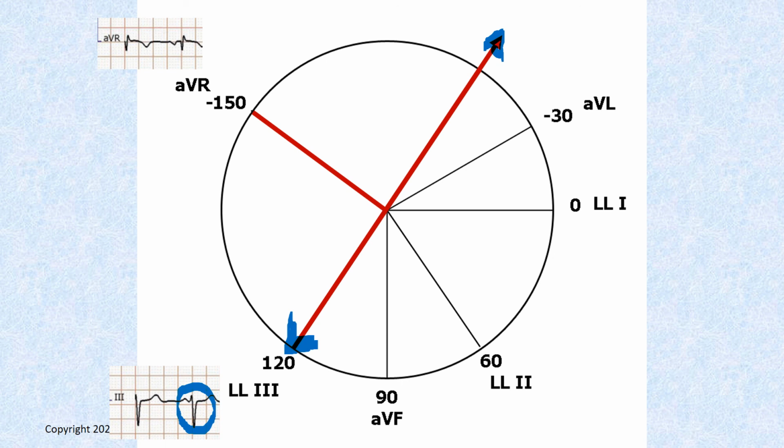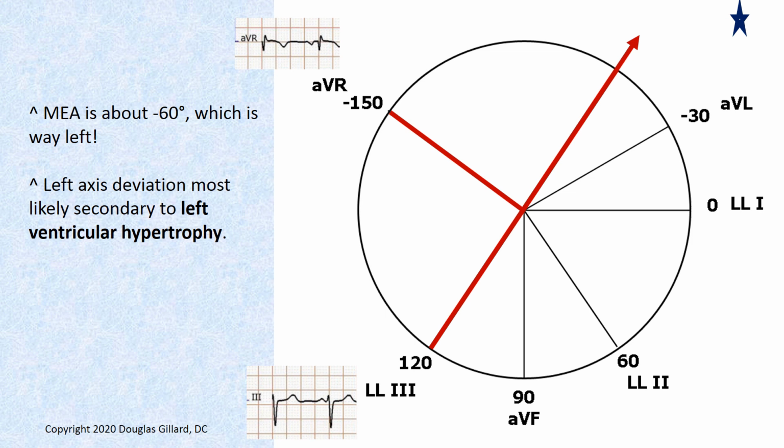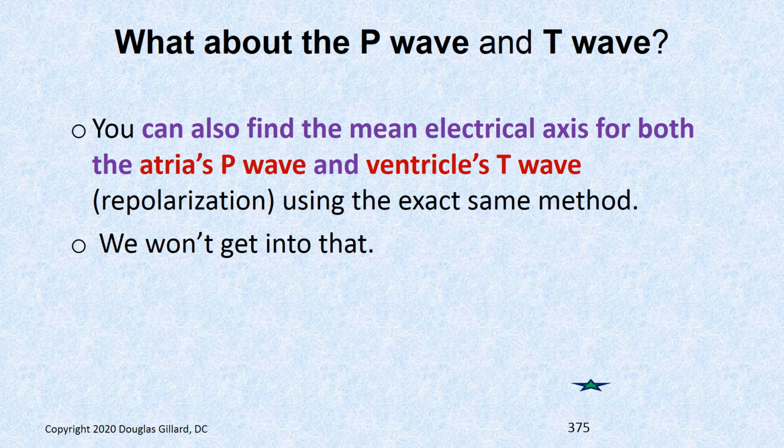So we have another case of left ventricular hypertrophy with the axis shifted way left, at least 30, but more than 30, right? This is more correct. So I'm thinking this is 90. 45 would be probably about there. So it's probably past 45 degrees, I would say. Yeah, 60 degrees. Mean electrical axis is about negative 60 degrees, left ventricular hypertrophy. Left axis deviation. Got it?